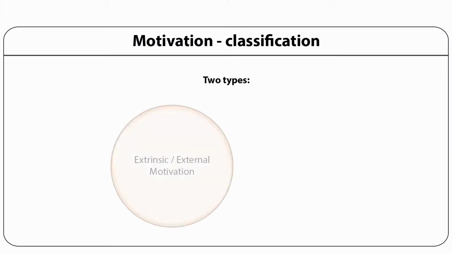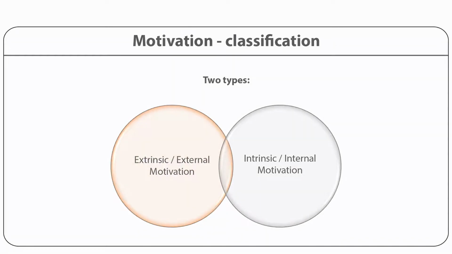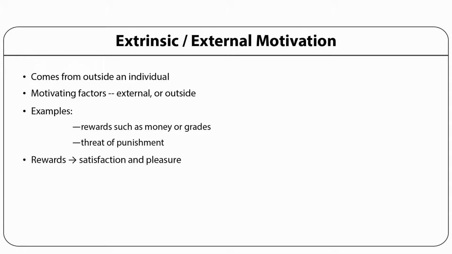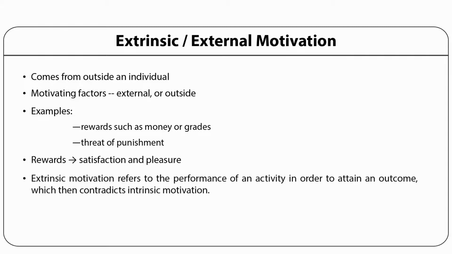Broadly, motivation can be classified into two types: extrinsic or external motivation, and intrinsic or internal motivation. Extrinsic or external motivation refers to motivation that comes from outside of an individual. The motivating factors are external: rewards such as money or grades, and the threat of punishment. These rewards provide satisfaction and pleasure that the task itself may not provide. Extrinsic motivation refers to the performance of an activity in order to attain an outcome, which then contrasts with intrinsic motivation.